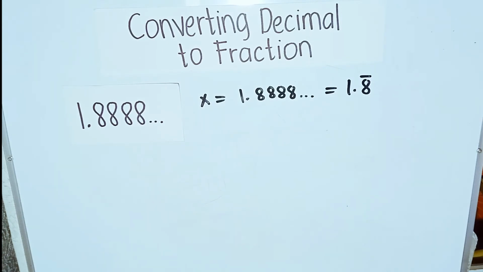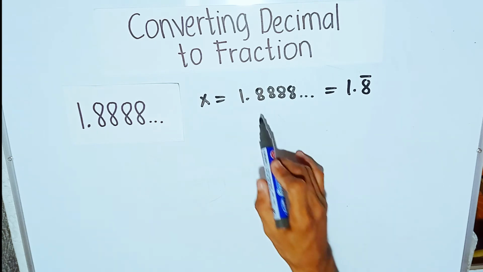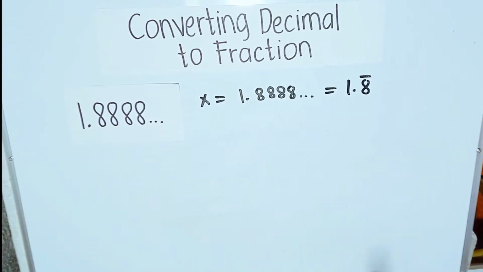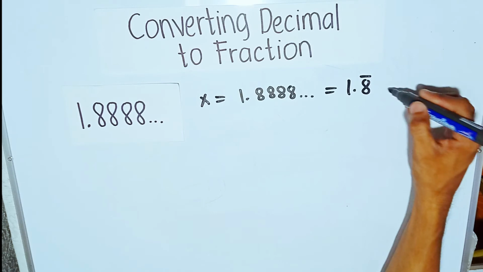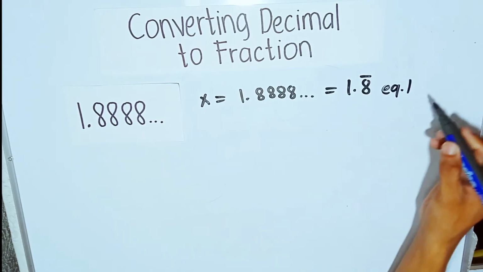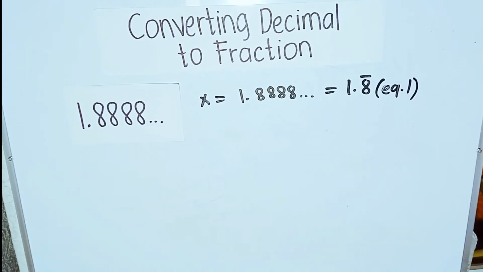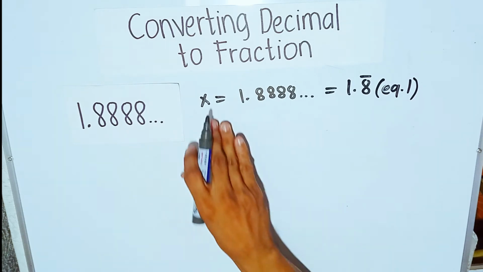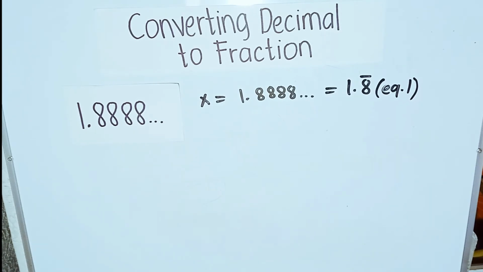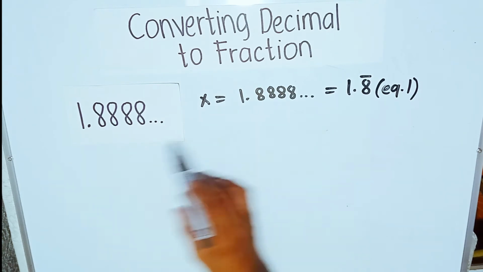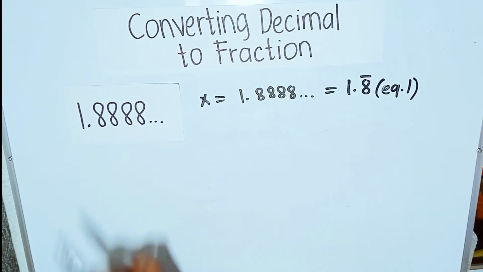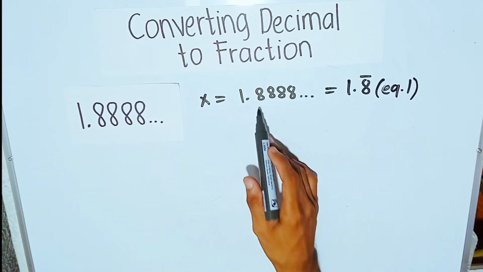So anong gagawin natin ulit? Okay, our step number 2 is to look for the repeating number. Ano ba yung repeating number, at ilang digit yung nauulit? Meron tayong only 8 na nauulit. So therefore, yung equation number 1 natin, i-multiply lang natin ito by 10 para maging equation number 2. Bakit 10? Because yung naulit na digit is only 1 digit lang, at nasa tenths place kasi siya.